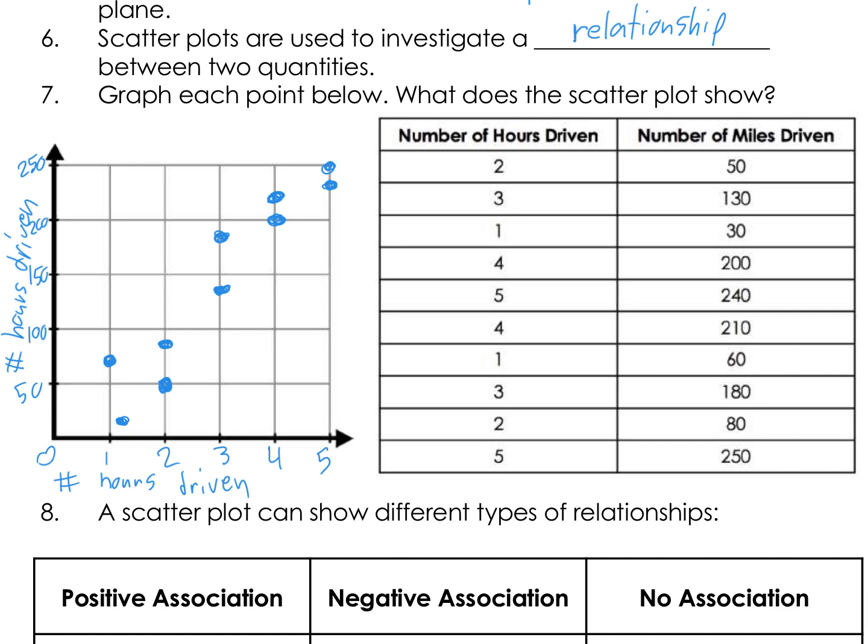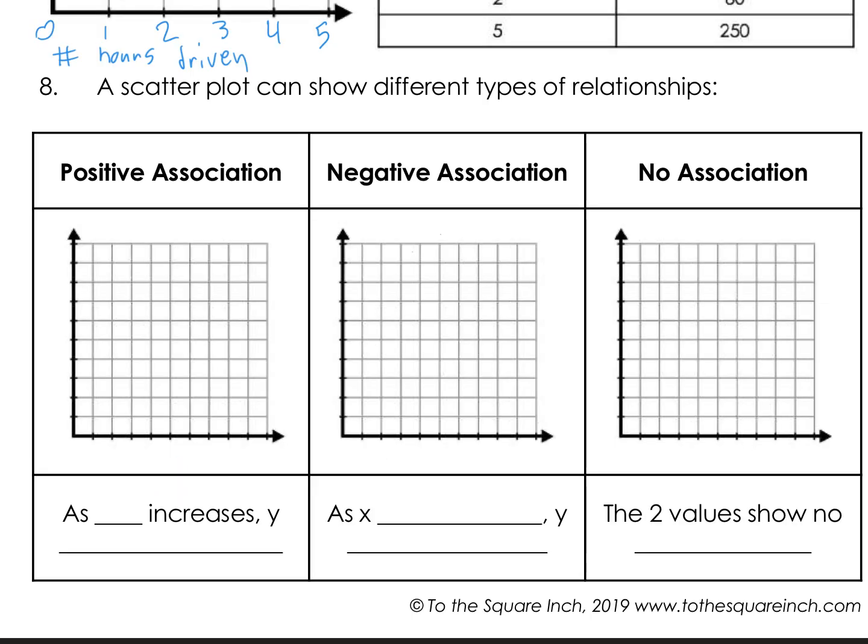Now let's try looking at scatterplots that show different types of relationships. A positive association means that as x increases, y increases. We call this direct variation. That means that when we make our dots, then as the dots get further to the right, they're going to get further up as well in general.